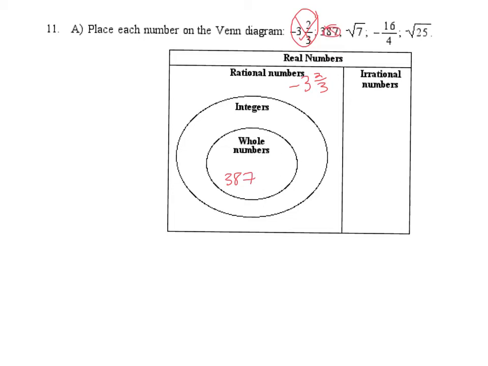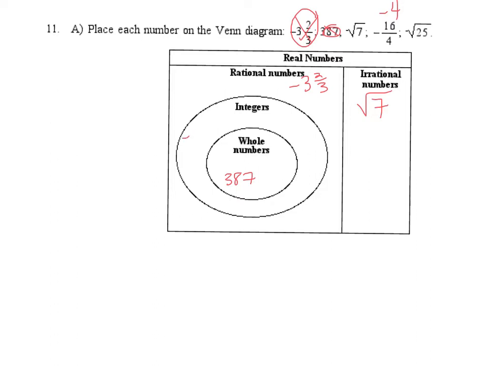Square root of 7, if you actually work that out, which you would need to decide what kind of number it is. The square root of 7 is a decimal that goes on and never ends and never repeats. So that's an irrational number. Negative 16/4. So 16 divided by 4 is 4. So this is really negative 4. So it's a negative whole number. So that's going to be an integer.